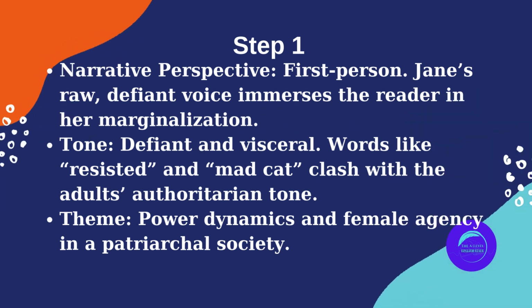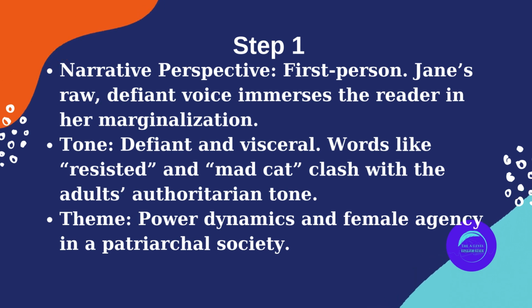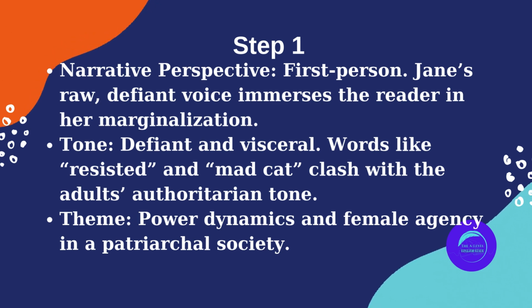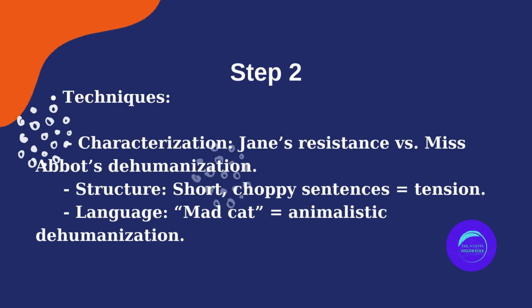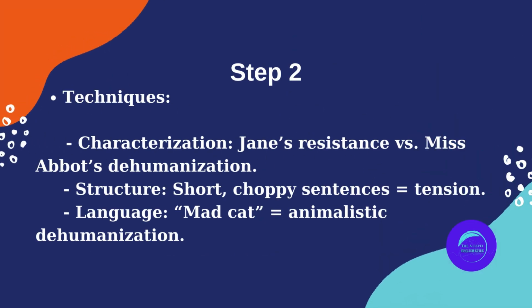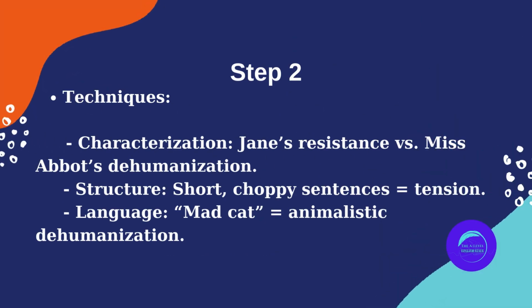Step 1. Narrative voice, tone, theme. Narrative perspective, first person. Jane's raw, defiant voice immerses the reader in her marginalisation. Tone, defiant and visceral. Words like resisted and mad cat clash with the adult's authoritarian tone. Theme, power dynamics and female agency in a patriarchal society. Step 2. Key techniques. Characterization.